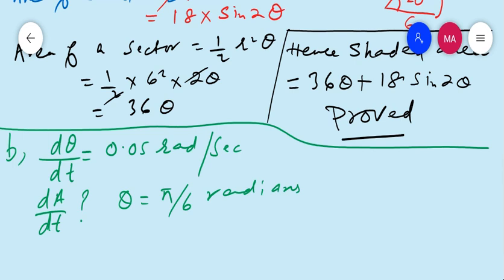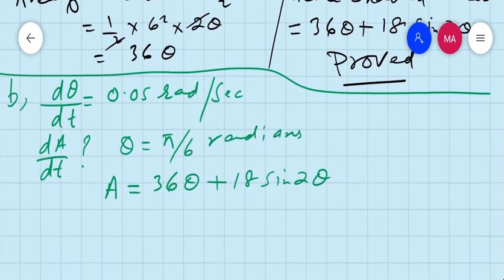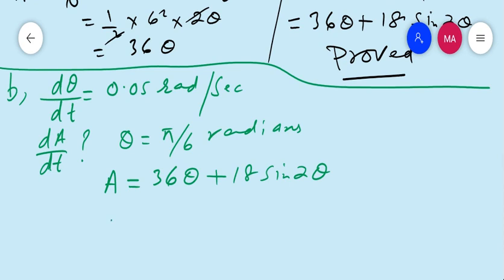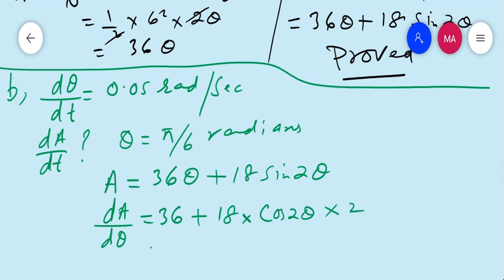Very easy. First we have to write the area which we found in part A. First we have to find dA by d theta, the derivative of A with respect to theta. So dA by d theta, 36 theta. Here theta is playing the role of x, so the derivative of x is 1, therefore the derivative of theta is also 1. Plus 18 multiplied by sine 2 theta, the derivative is cos 2 theta into the derivative of 2 theta, which is 2. So 36 plus 18 times 2 is 36 cos 2 theta.